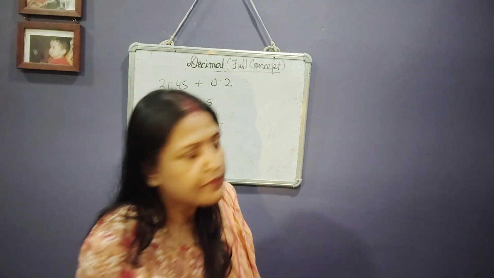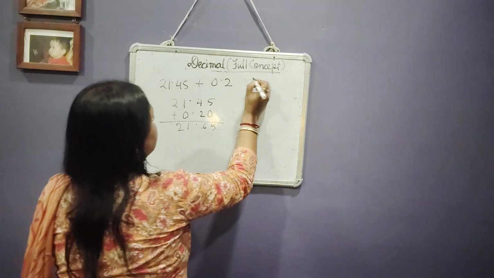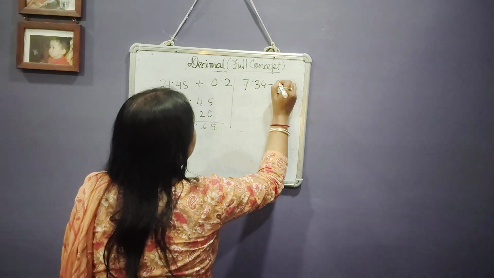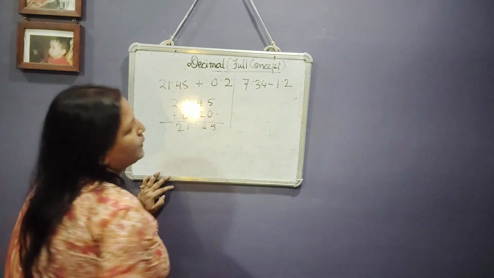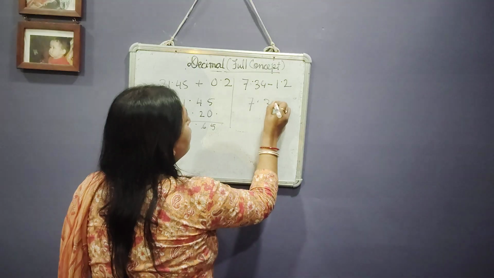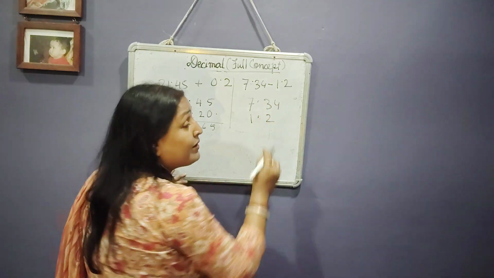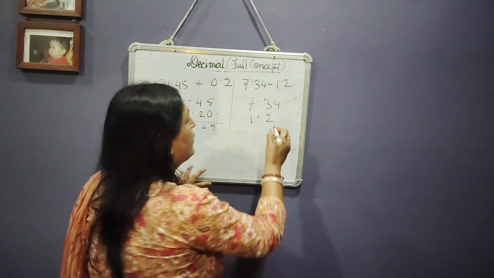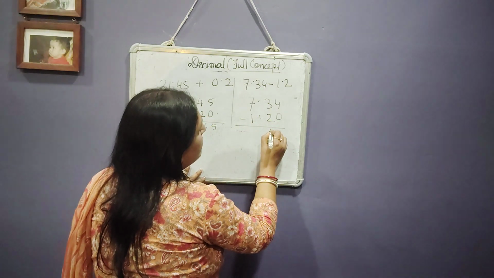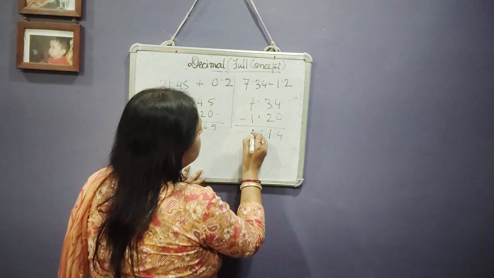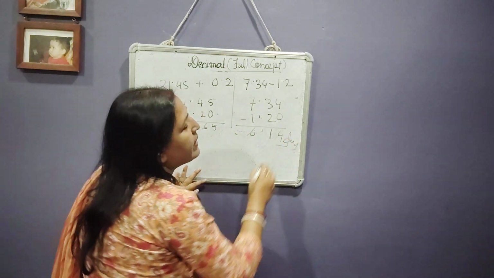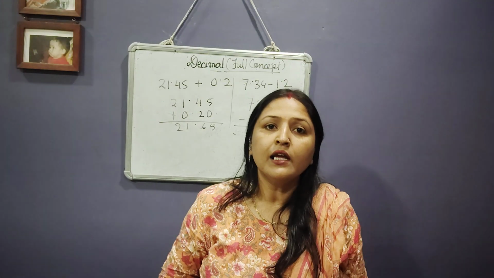Now in case of subtraction, I'm giving another example: 7.34 minus 1.2. 7 is bigger, so we will write 7.34 and 1.2, then we will add a 0, making it 1.20. Then subtract digit by digit, and in this way we can add and subtract decimals.